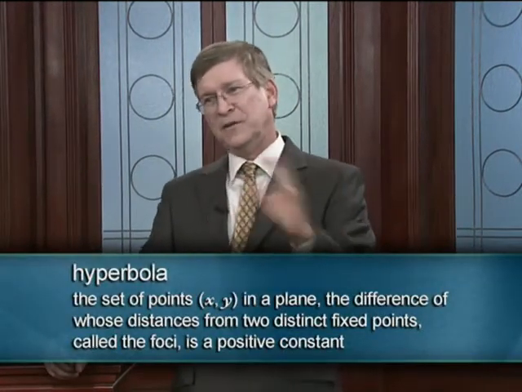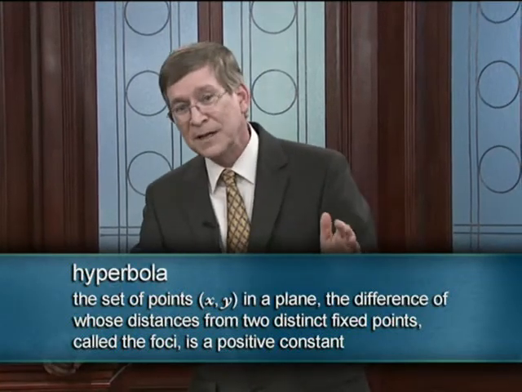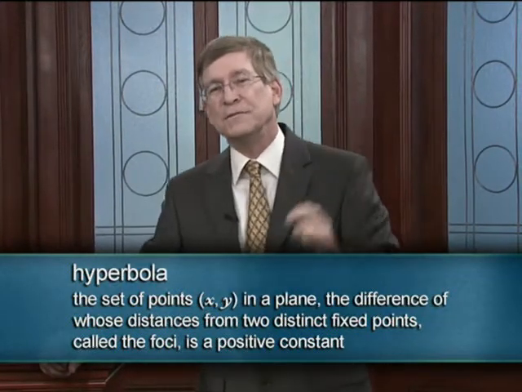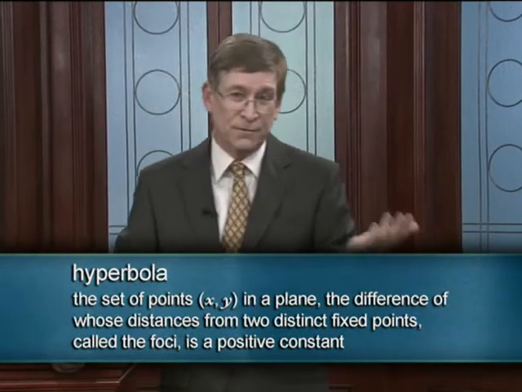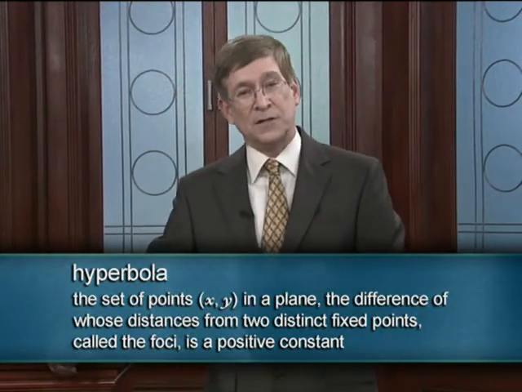Okay, so we'll start off the same way we did the other ones. We'll define it as a locus of points satisfying a certain property, and the property is very similar to that of the ellipse, with a twist. Here it goes. A hyperbola is the set of points x, y in the plane, but now it's the difference of whose distances from two distinct fixed points, called the foci, is a positive constant.